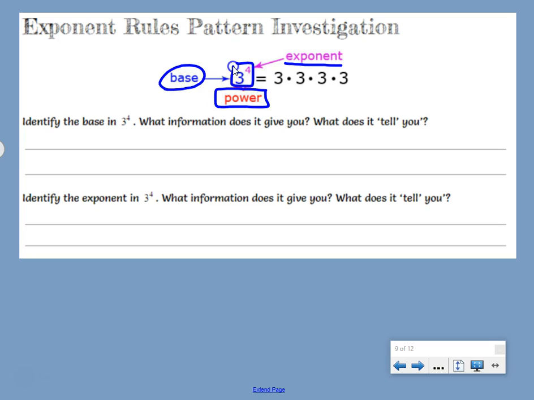Okay, so identify the base in 3 to the power of 4. Well, that's going to be your big number, the 3. And what information does it give you? What does it tell you? It tells you the number you're multiplying together. So here, 3 to the 4th power means 3 times 3 times 3 times 3. So it's the number being multiplied.